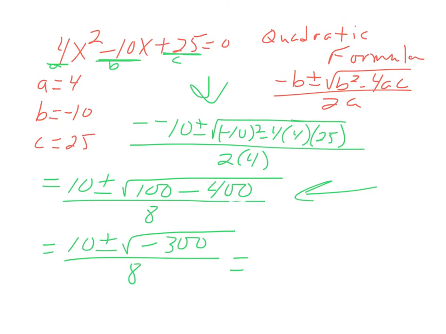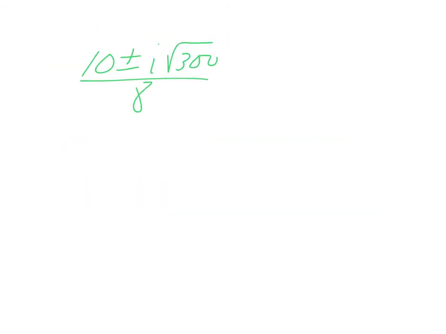So there's a negative, so that means I'm going to have an i. So now I have 10 plus or minus i, because I'm going to take out that negative, square root of 300 all over 8. And I'm going to go to the next slide to give myself some room here. Alright, so I have my equation there, and I'm going to continue to solve it.